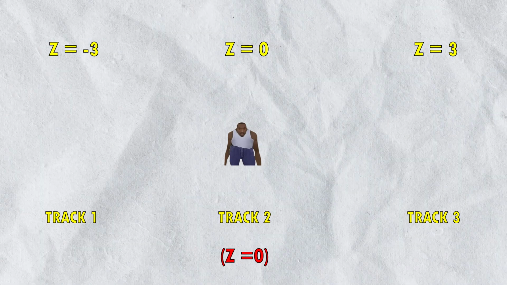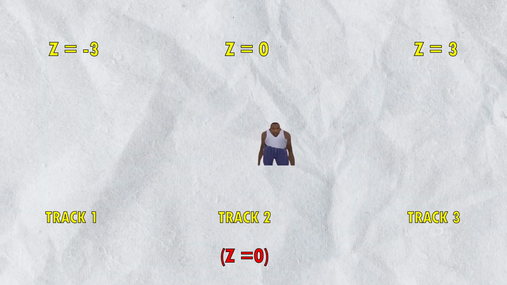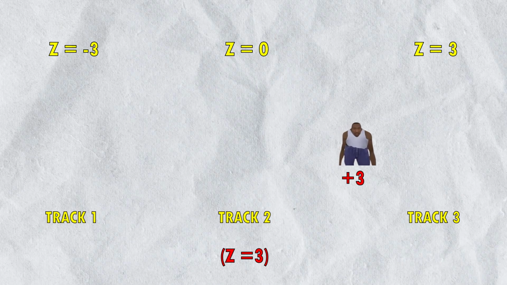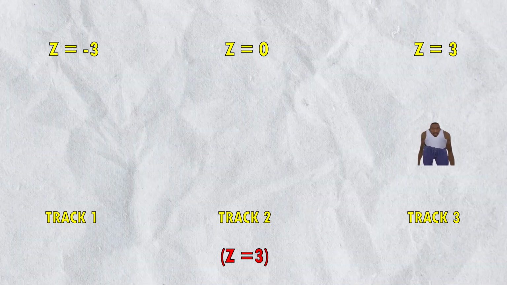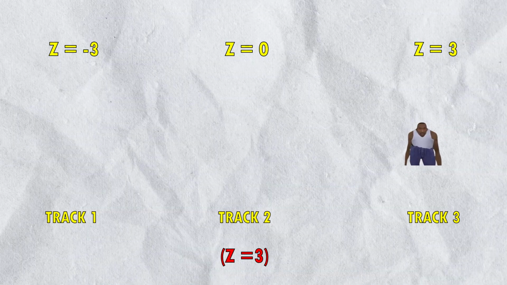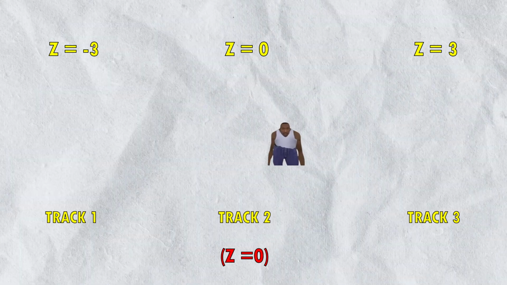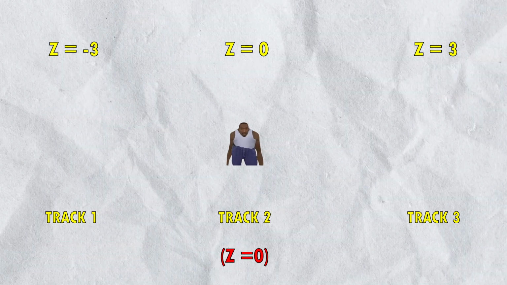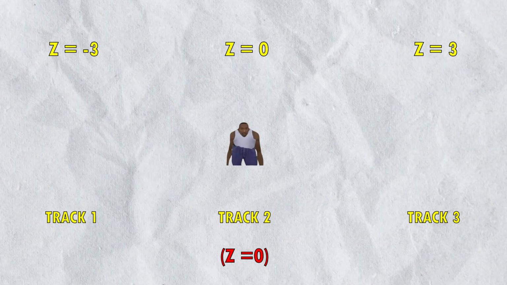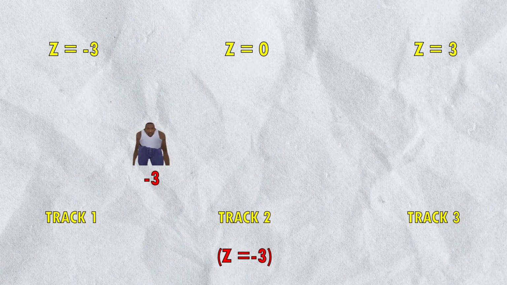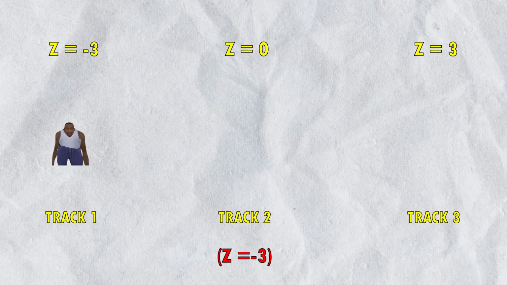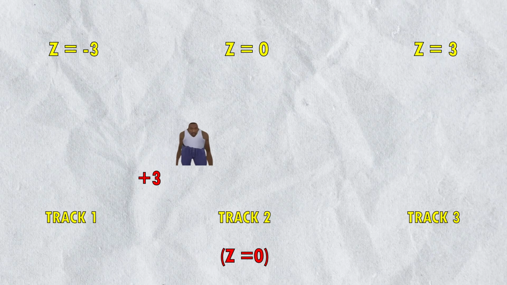I want my player to change tracks. So if I press the right arrow key, it will add +3 to his z-axis value. And if I press left arrow key, it will subtract -3 to his z-axis value. Suppose if a player wants to move from track 2 to track 1, I need to press left arrow key, which is -3. And from 1 to 2, I need to press right arrow key, which is +3.